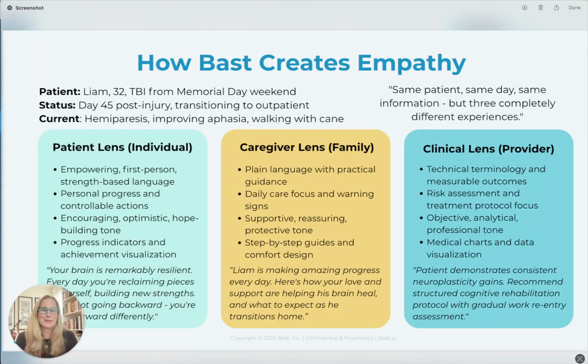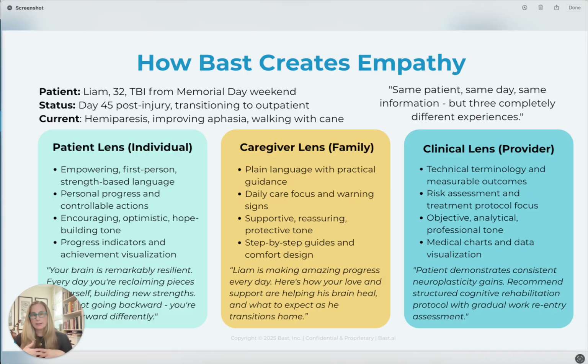Hi, my name is Beth Redden, and I'm going to give you a little bit of a technical demo here, but also I really wanted to explain how we use different ontologies in order to be able to provide different answers. So we have the same patient, same day, same information, but three completely different experiences.